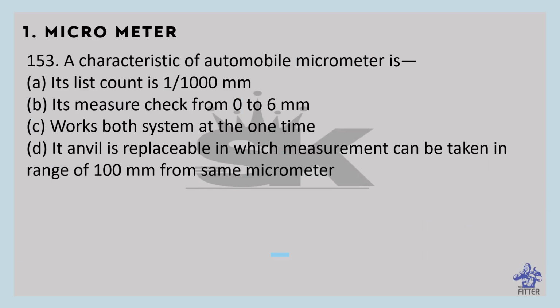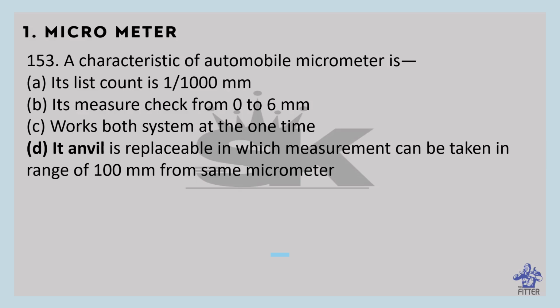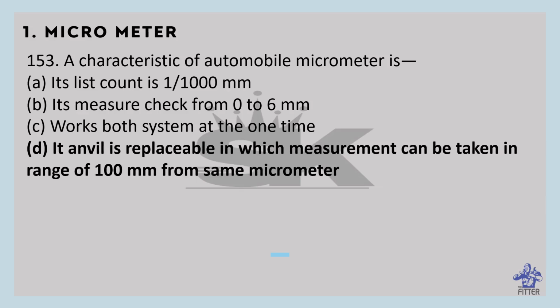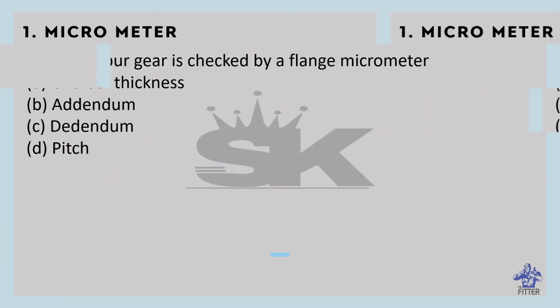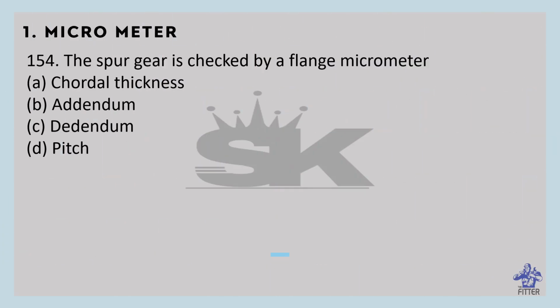A characteristic of an automobile micrometer is that its anvil is replaceable, so measurements can be taken in a range of 100 mm from the same micrometer. Okay. The spur gear is checked by a flange micrometer. Chordal thickness. Okay. Option A.